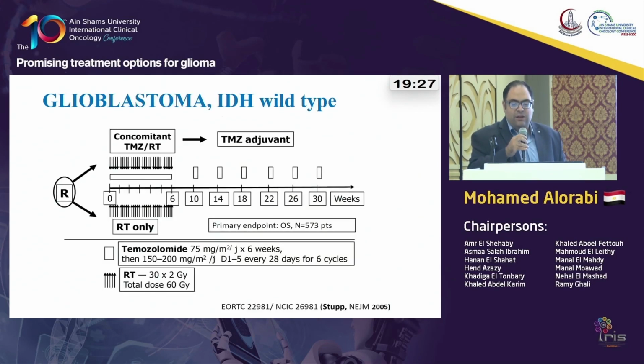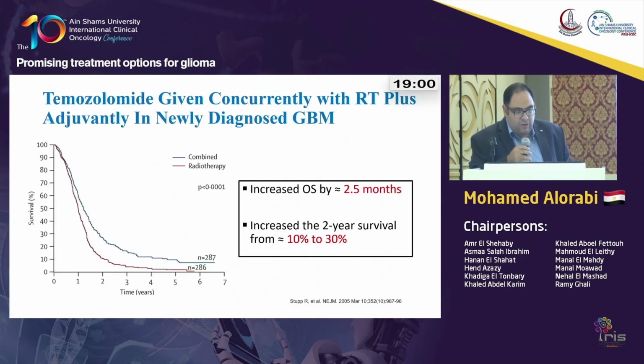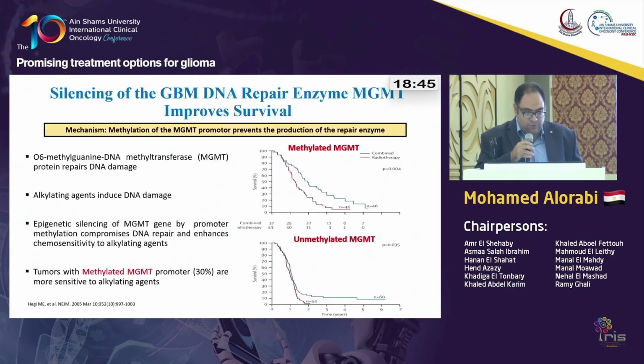For glioblastoma, the IDH wild type, for almost 20 to 25 years, the standard treatment for this type of tumors was based on the landmark clinical trial by Professor Roger Stupp. In this trial, patients with glioblastoma were randomized to receive concurrent chemoradiotherapy followed by adjuvant temozolomide versus radiotherapy alone. As we can see, the use of temozolomide with radiotherapy significantly improved overall survival in comparison to radiotherapy alone. Addition of temozolomide increased overall survival by 2.5 months and increased the 2-year survival from 10 to 13%.